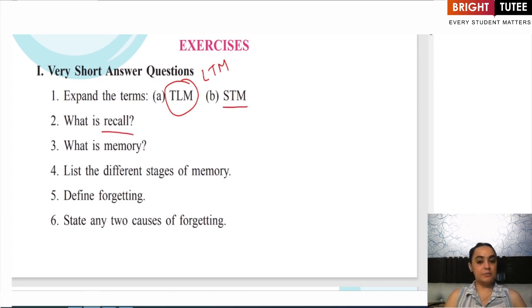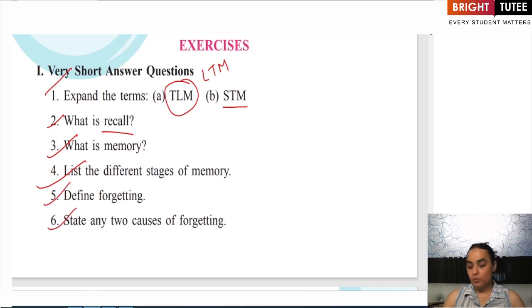What do we understand by recall? Recall means to remember something which has already taken place in the past. What is memory? Memory is the ability for one to recall and retain something in mind for a longer duration. What are the different stages of memory? So we have learnt about the 4 different stages of memory, namely registration or learning, retention, recall, and recognition.